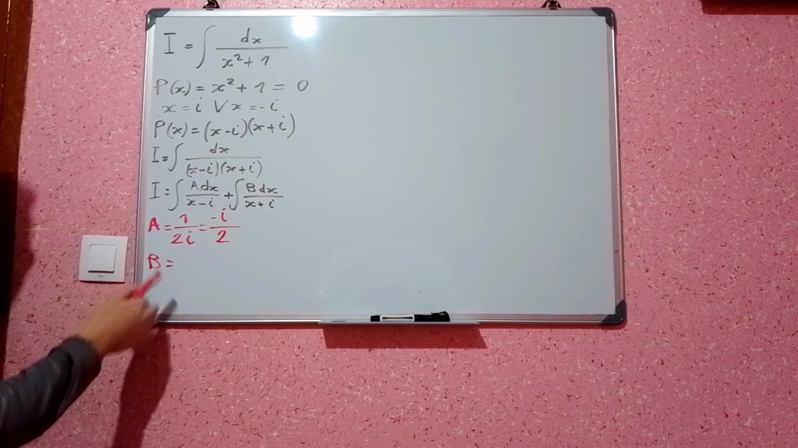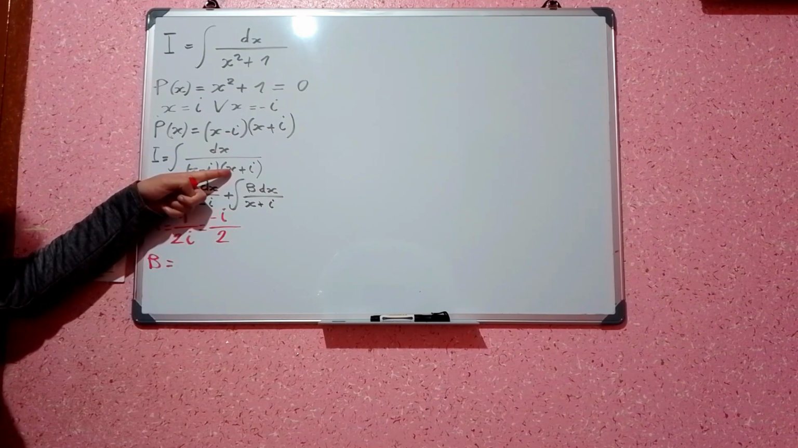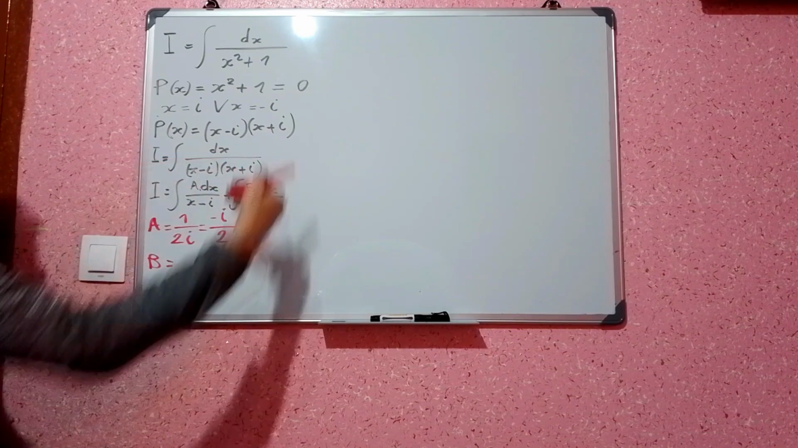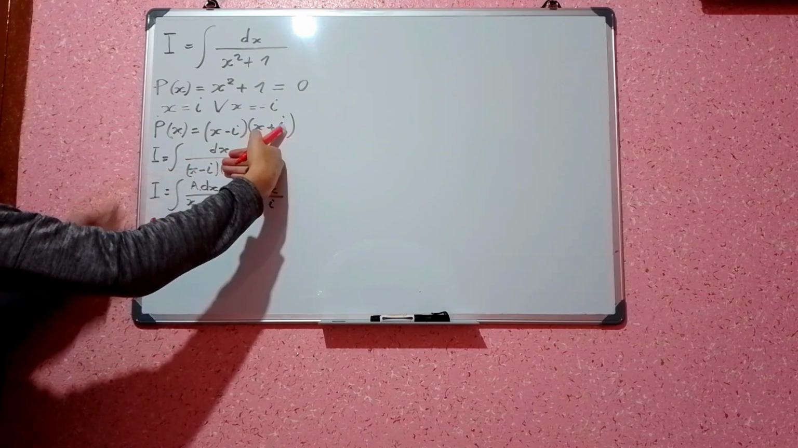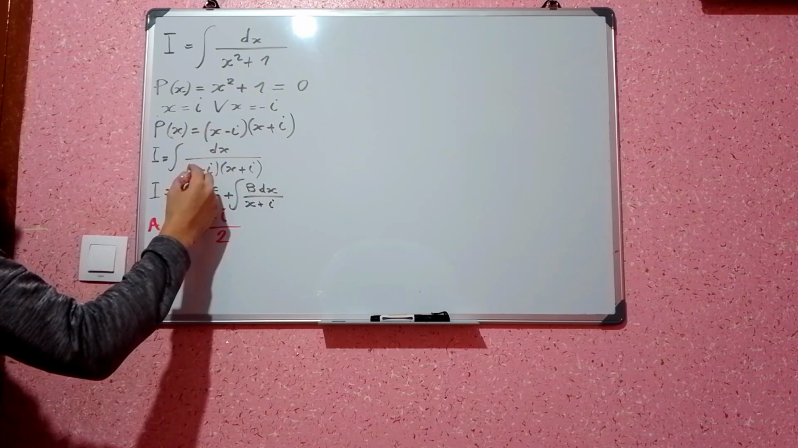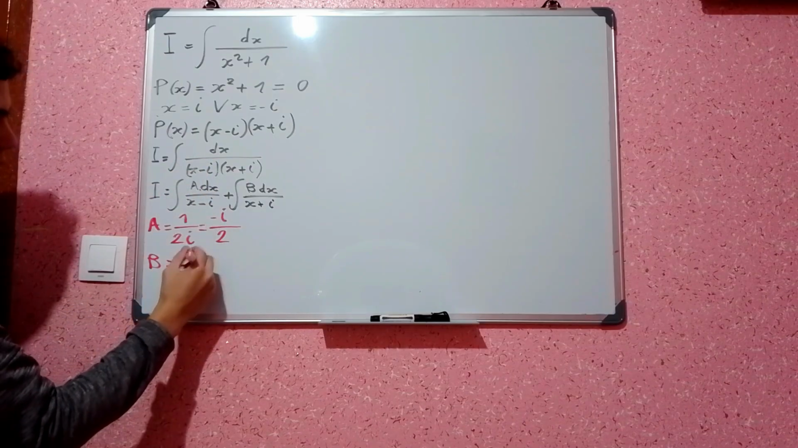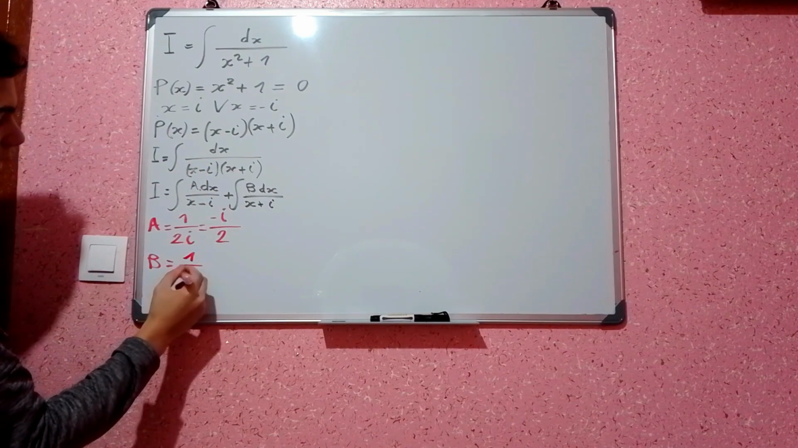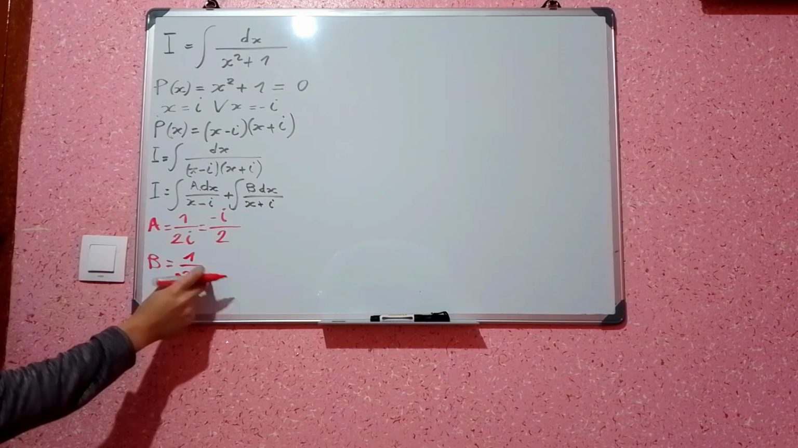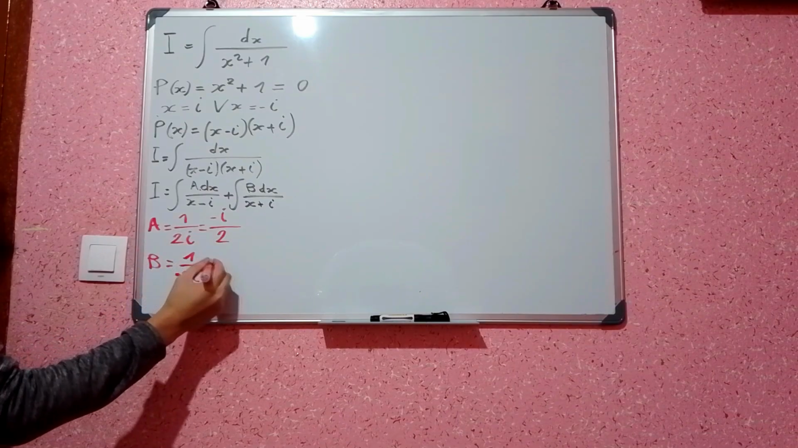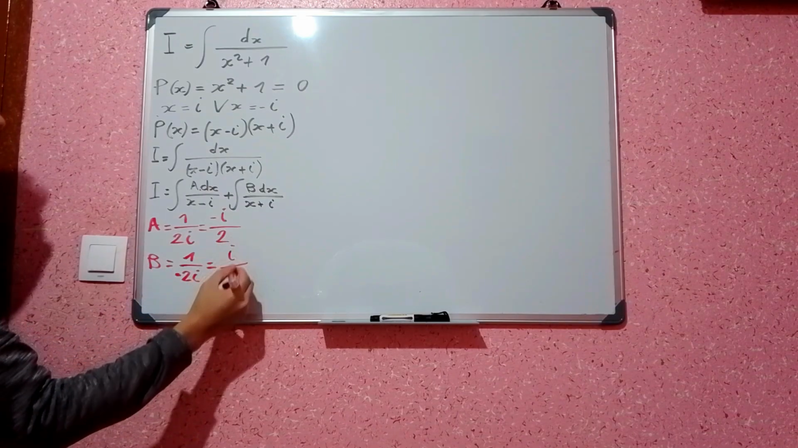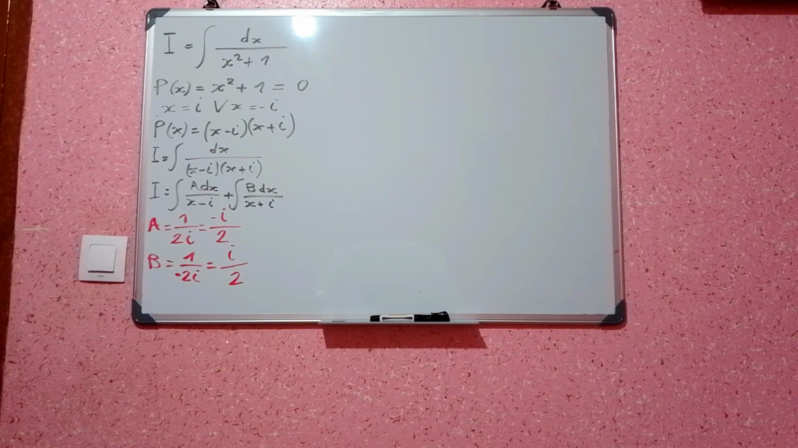Same with b. Put this equals 0, so x equals minus i, put minus i here, so you get 1 over minus 2i, so 1 over minus 2i. Multiply the denominator and numerator by minus i, you get i over 2. Alright, let's continue.